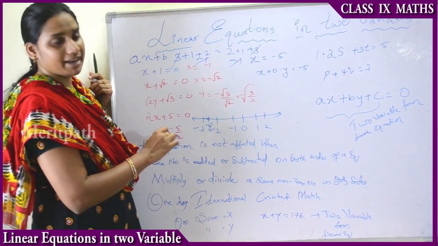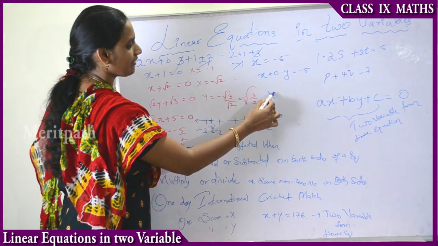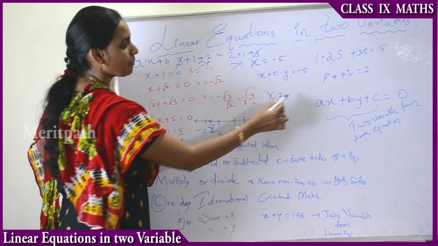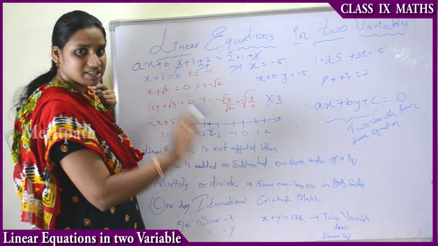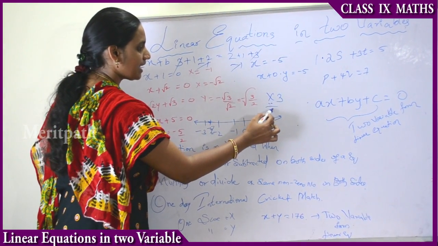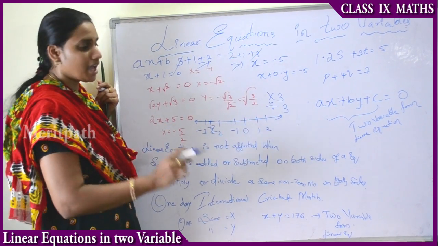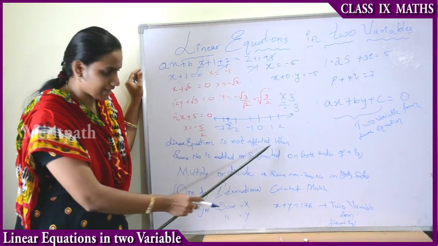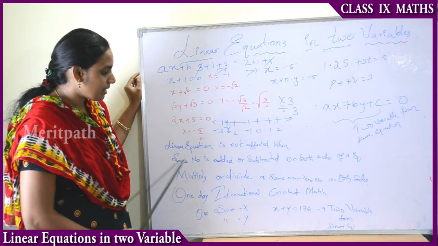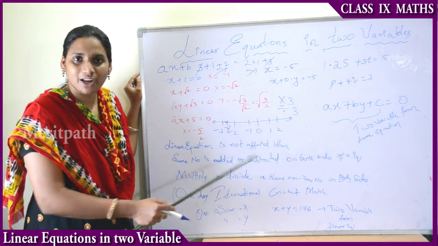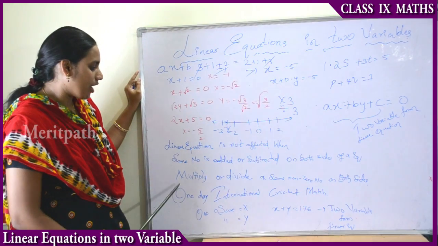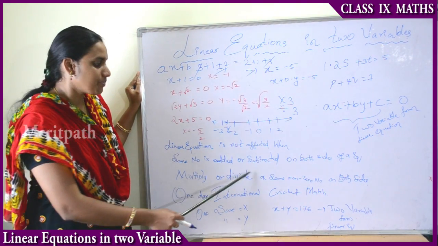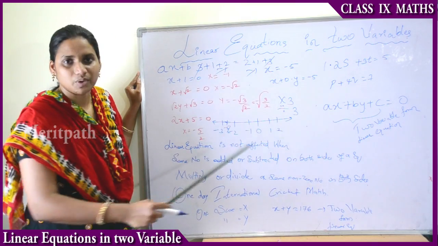In a similar manner, if we multiply any equation with any number on both sides, it does not change. And if we divide with any number also, it does not change. What I mean to say is, any linear equation is not affected when the same number is added or subtracted on both sides of the equation, or when multiplied or divided by some non-zero number on both sides of the equation.